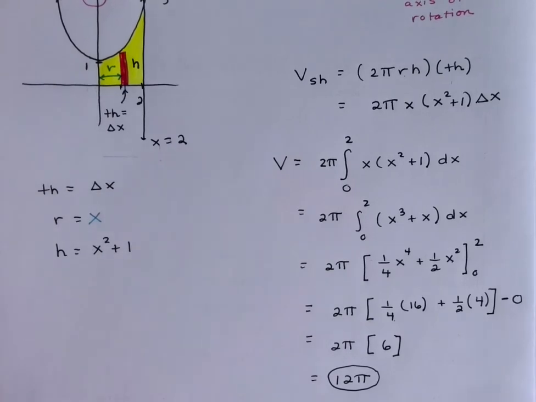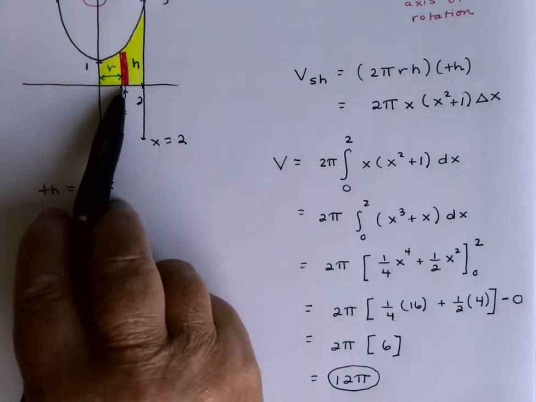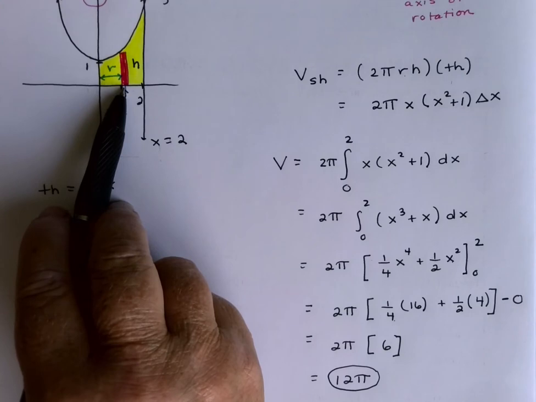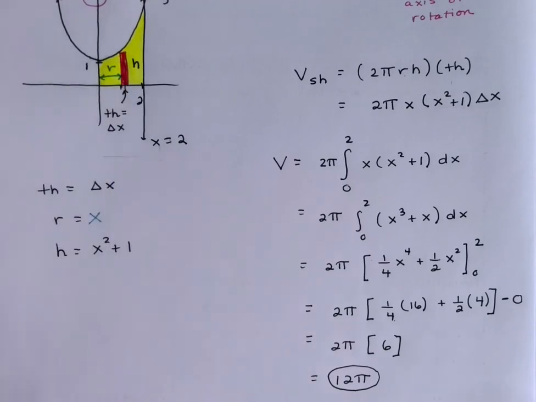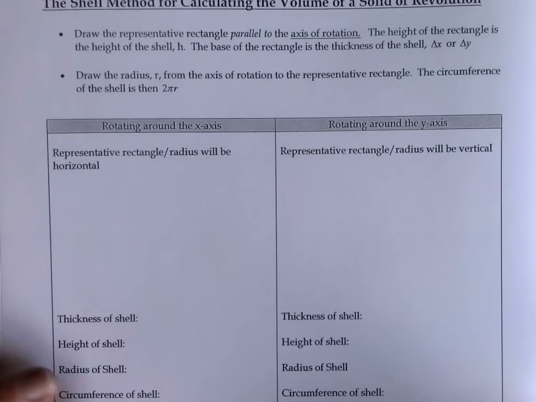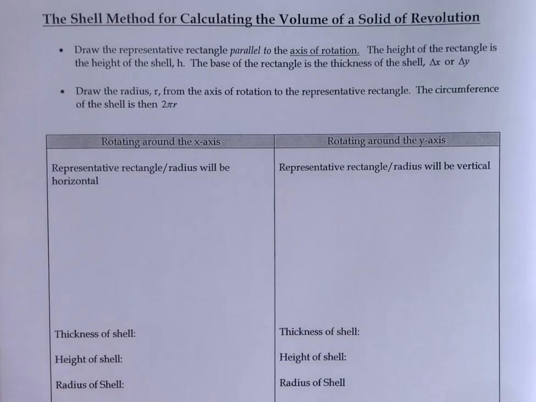So that's our shell method. The shell method is useful when, for whatever reason, you really don't want to draw your rectangles perpendicular to your axis of rotation. For whatever reason, it works out better in the particular problem you're doing to draw them parallel to the axis of rotation. That's when you want to use the shell method. So let's go ahead and do a quick general sheet on that, since this is pretty different from the disc and washer.